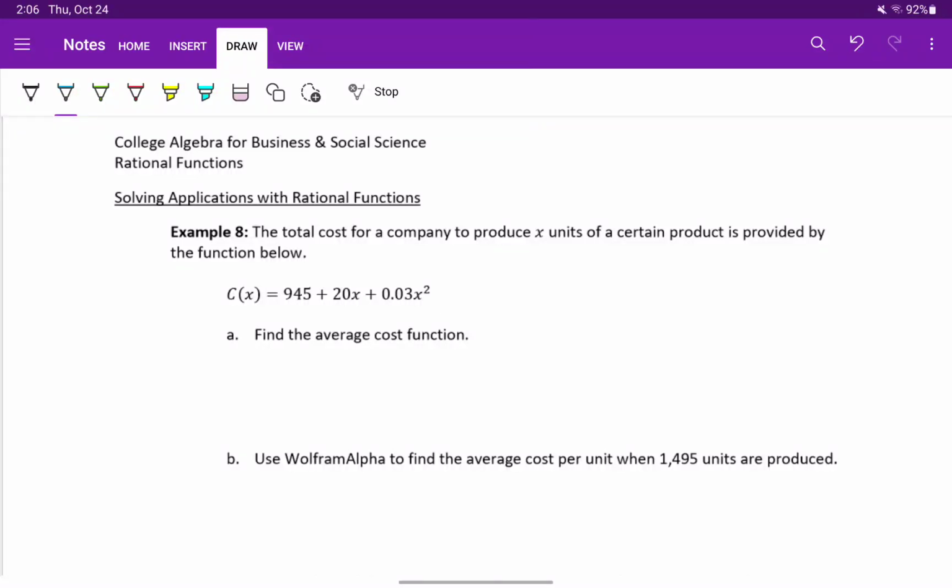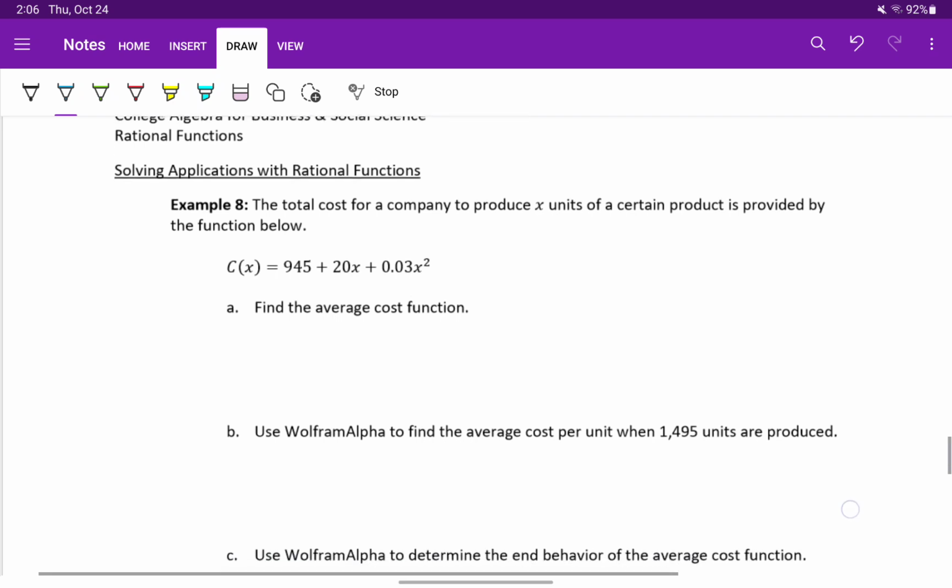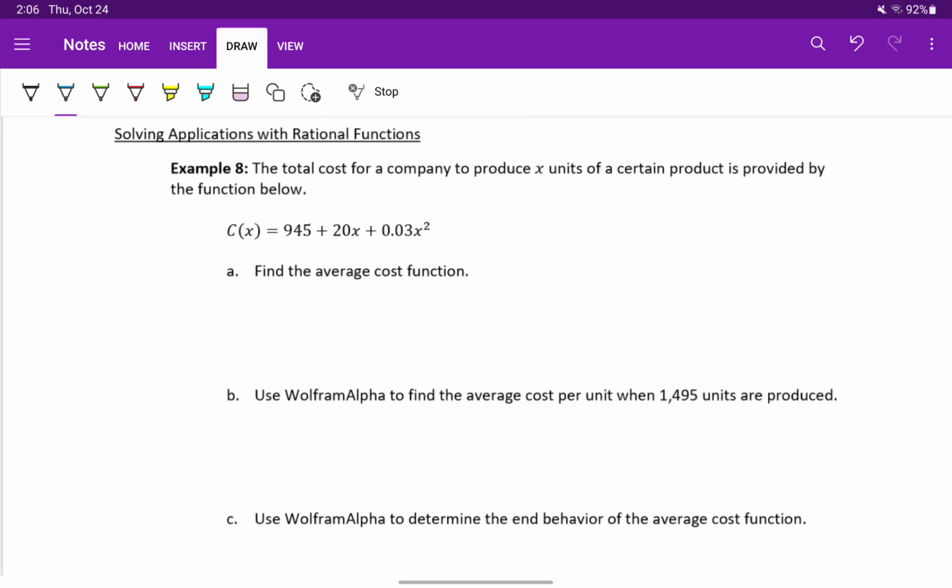In our last two examples, we want to look at applying rational functions to some real-world scenarios. In example 8, the total cost for a company to produce X units of a certain product is provided by the function below.